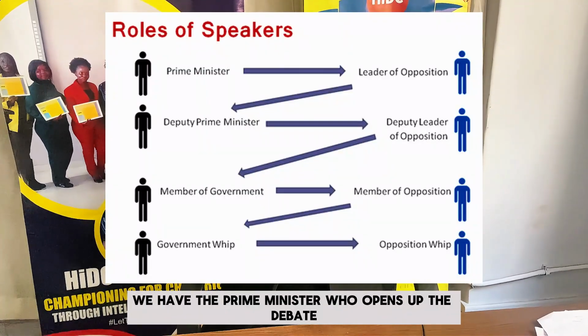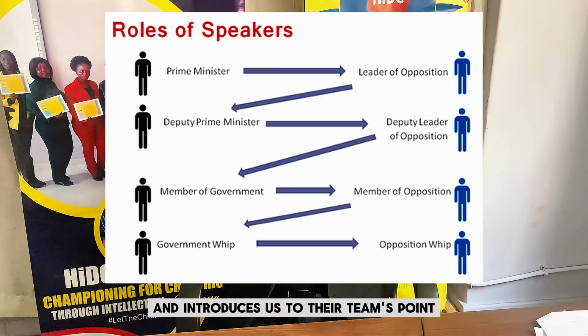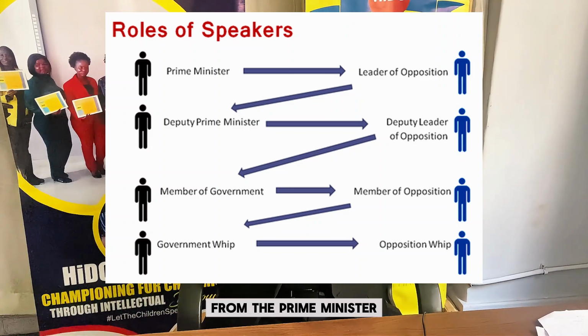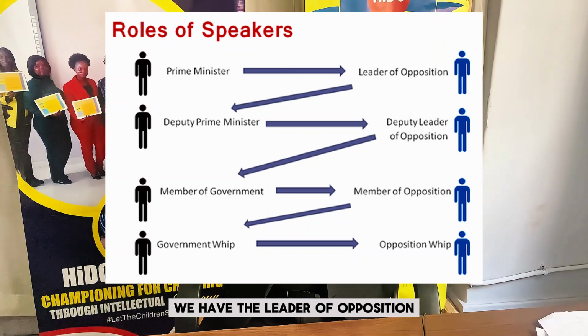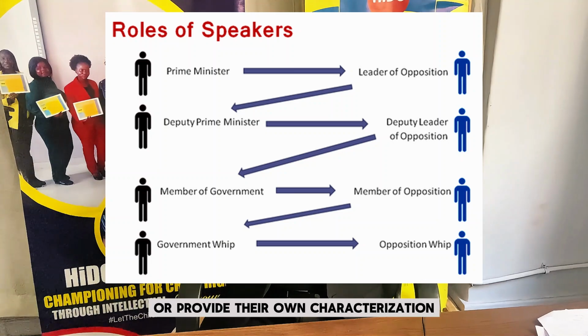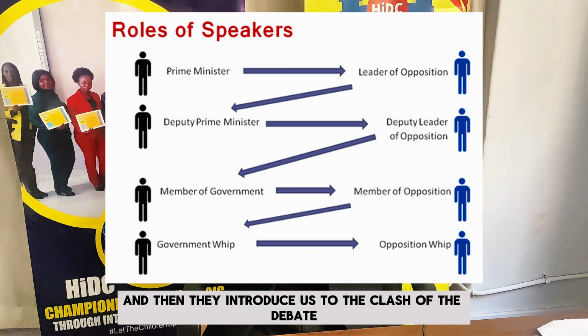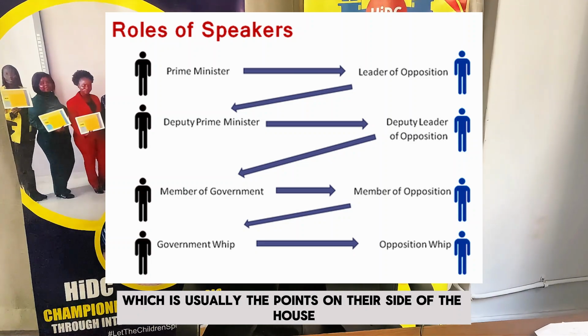So where does the difference come in, you may be wondering? Well, this is in terms of the cases that they built. I'll explain this by talking briefly about speaker roles. First of all, we have the Prime Minister, who opens up the debate, who sets up the characterization and gives us the framing of the debate and introduces us to their team's point. From the Prime Minister, we have the Leader of Opposition, who does the same for their side. They can either accept or provide their own characterization, and then they introduce us to the clash of the debate, which is usually the points on their side of the House.